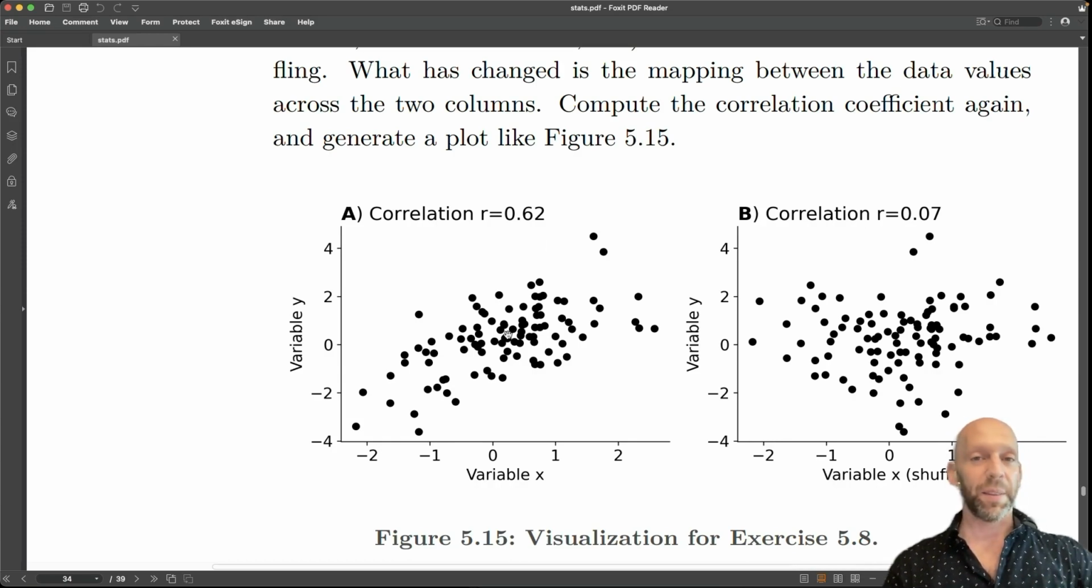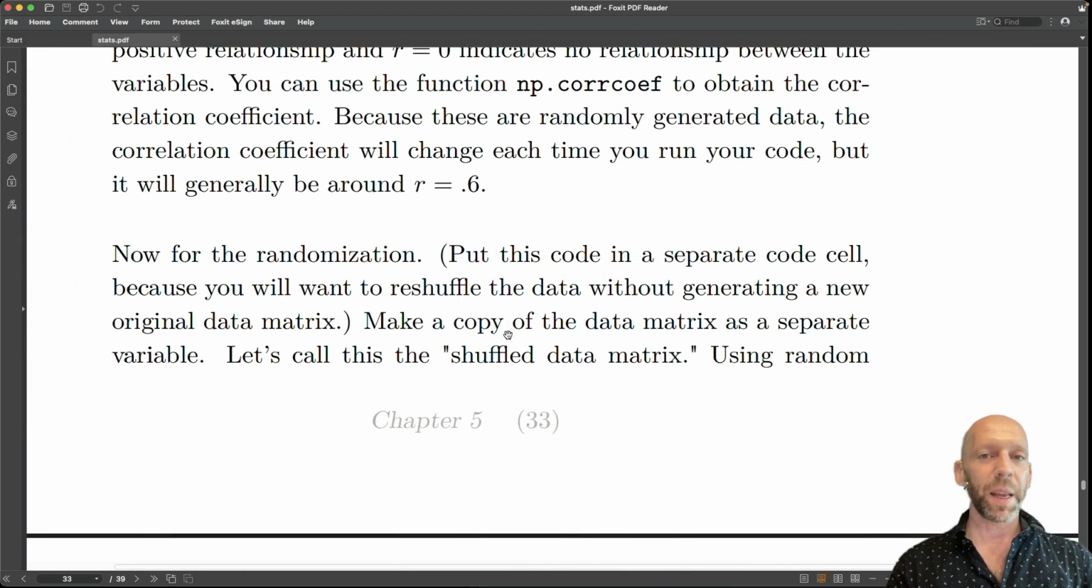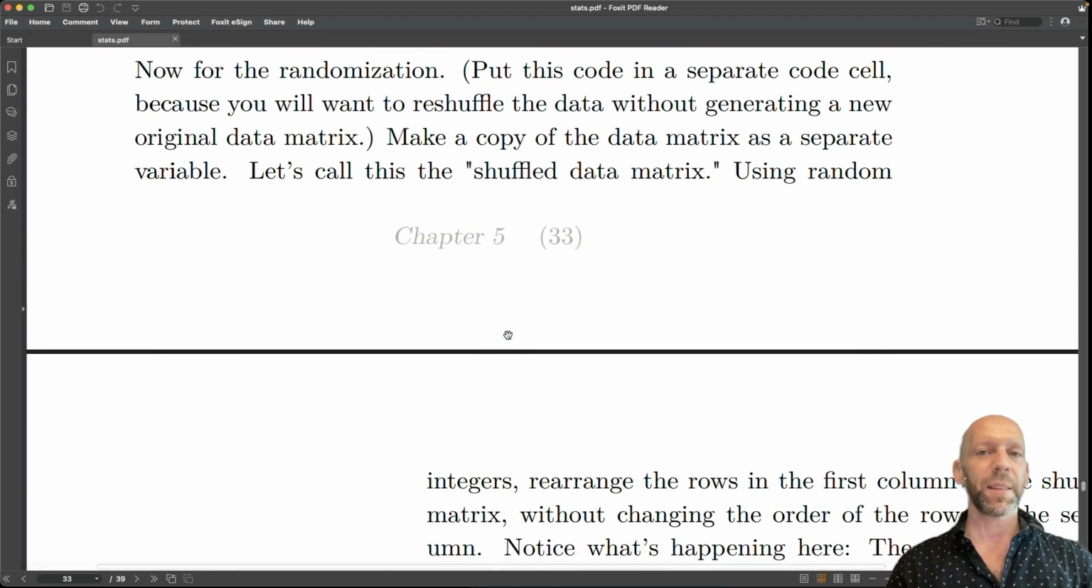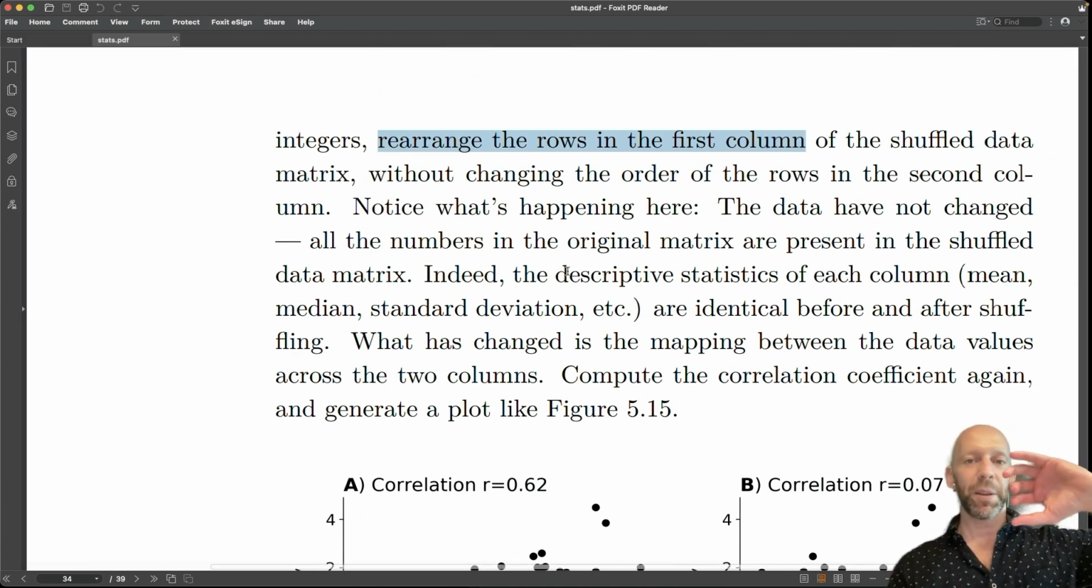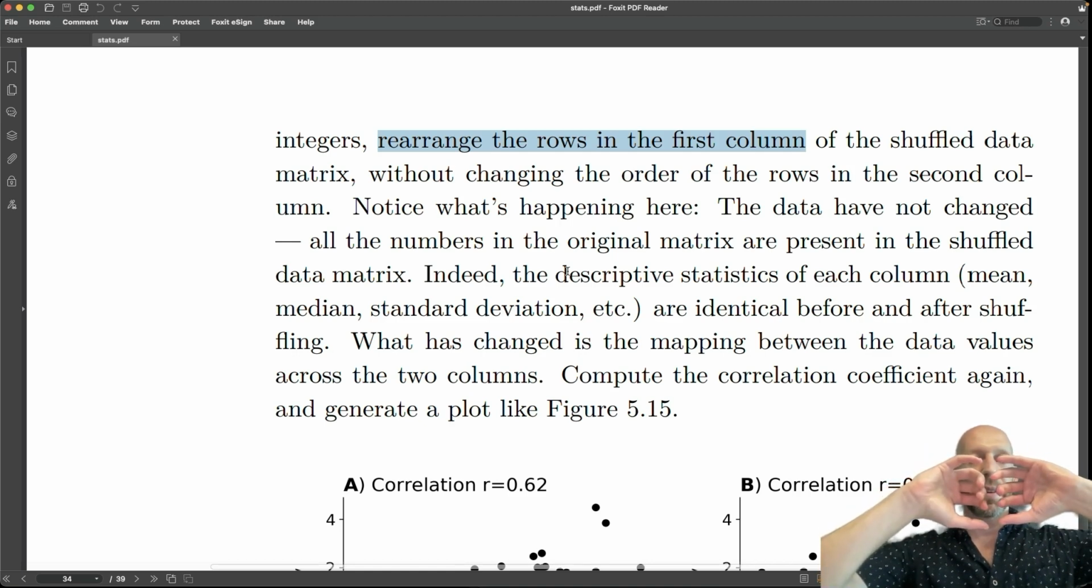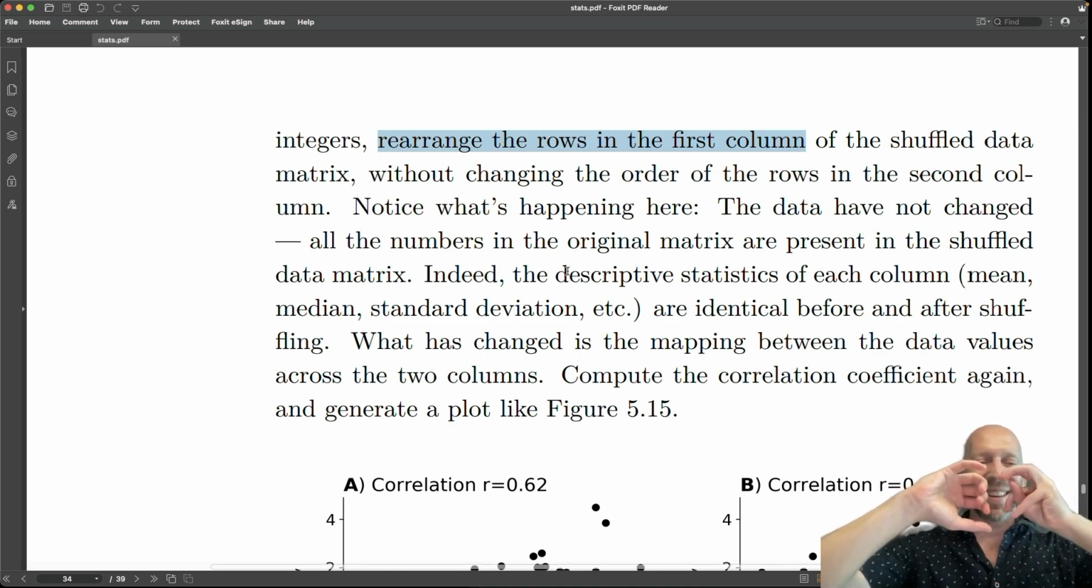Okay, so next, what you want to do is simulate one iteration of permutation testing, which I'm calling here randomization. Okay, so make a copy of the data matrix, and then using random integers, rearrange the rows of the first column without changing the rows of the second column. So basically, you have all the data values here in column 1, all the data values here in column 2. Now, originally, all these data values are paired together. And then what you want to do is randomly shuffle one column without changing the other column.